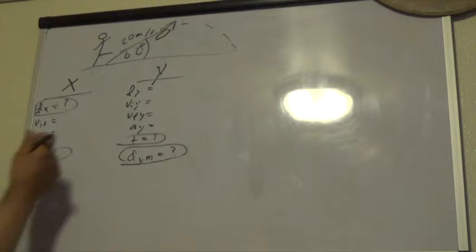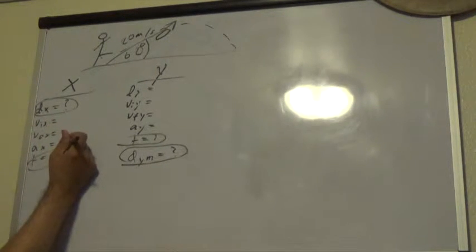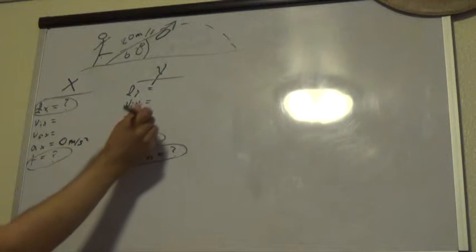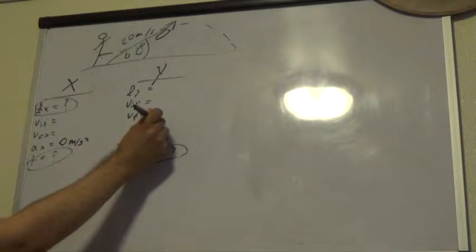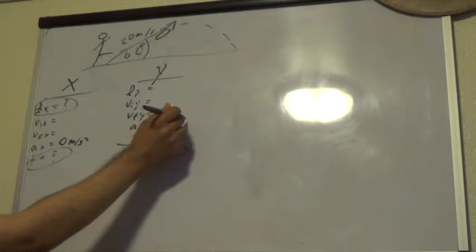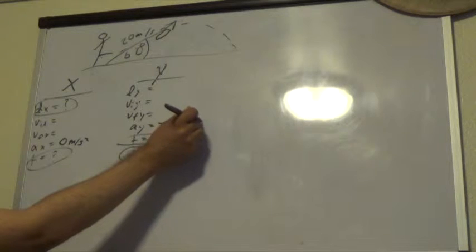Now, there are a couple of things that are given to us at the start of any projectile motion problem. For one, the accelerations of both the x and y components. The x acceleration will always be 0. That's just a given. And the y acceleration is always going to be negative 9.8.